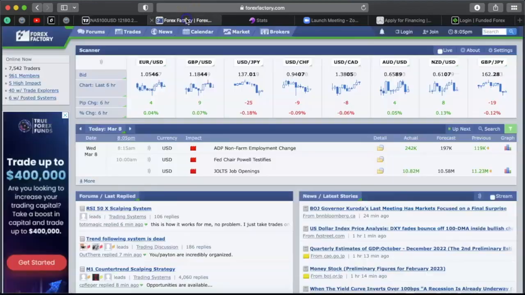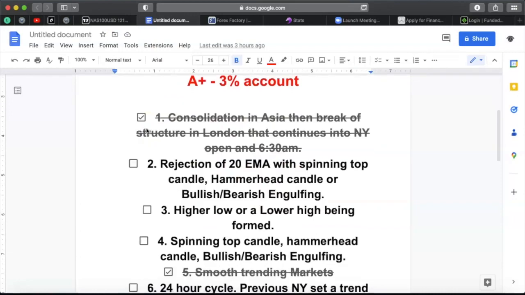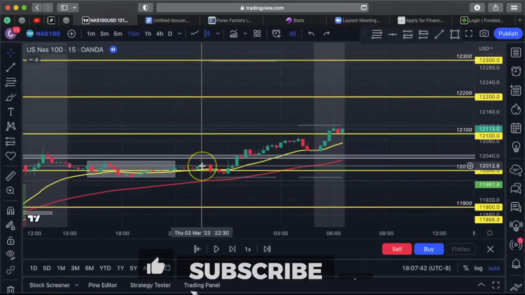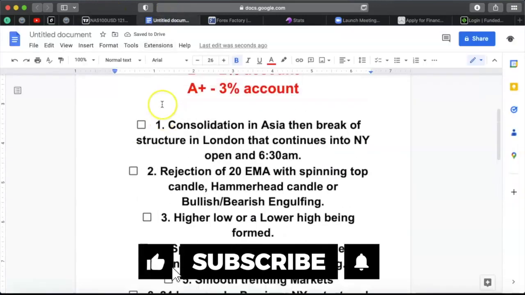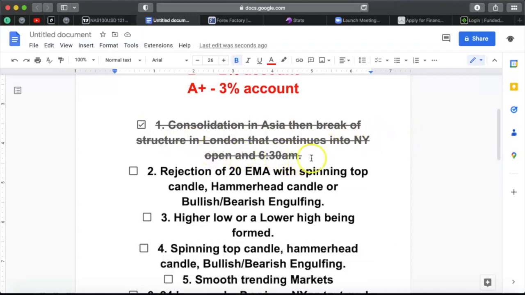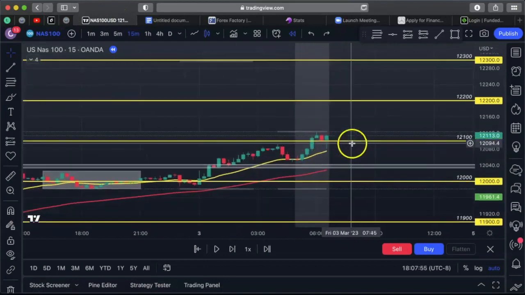And if we are using my checklist, which we should have the first time, let me go to it real quick. Now we have my trading checklist right here. Let me unmark this because I marked it off. But looking at these markets really quick, okay. We got the consolidation in Asia, then a break of structure in London that continues into New York Open and 6:30 a.m. Perfect. We did not reject the 20 EMA, so I'm not going to mark that off.